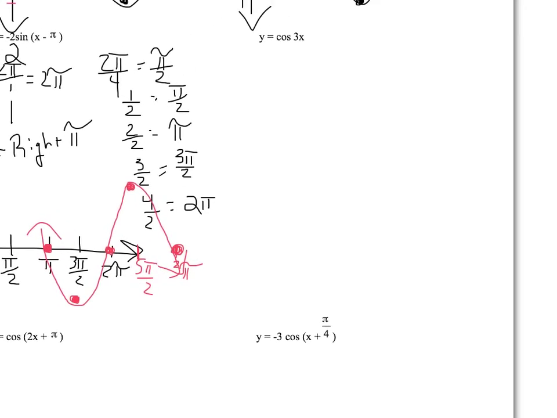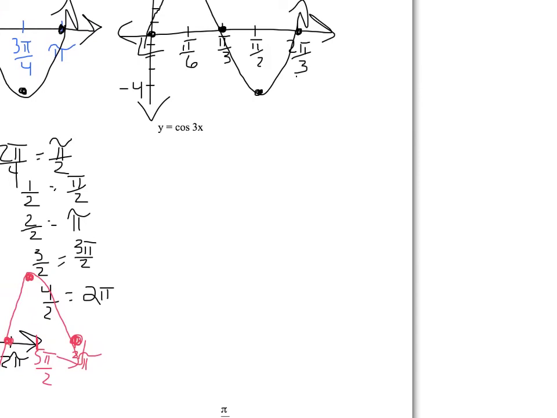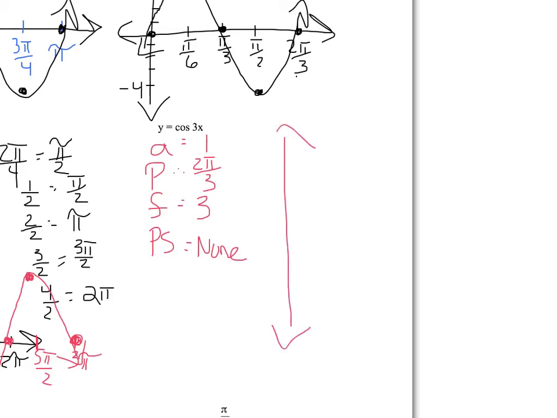I want to do 2 more and then leave you guys with 1. So I'll do cos 3x so we can see a cosine one together. The amplitude is 1. Frequency is 3. Period is 2 pi over 3, and there is no phase shift. We've already dealt with, hold on one sec, let me draw this in.